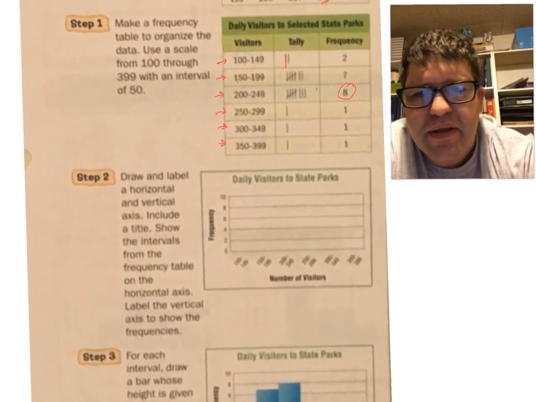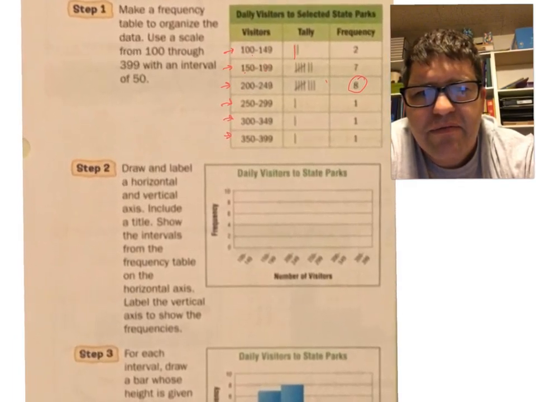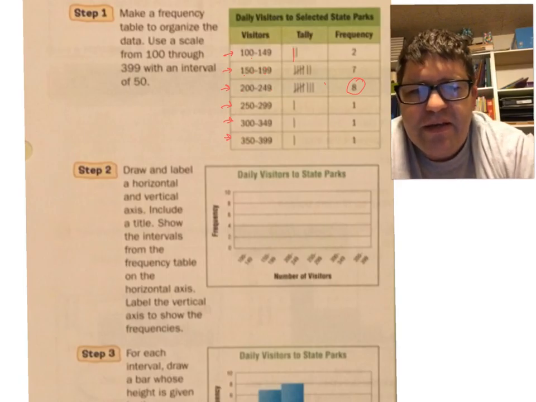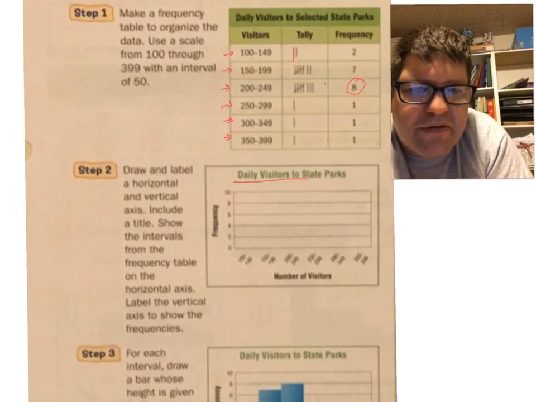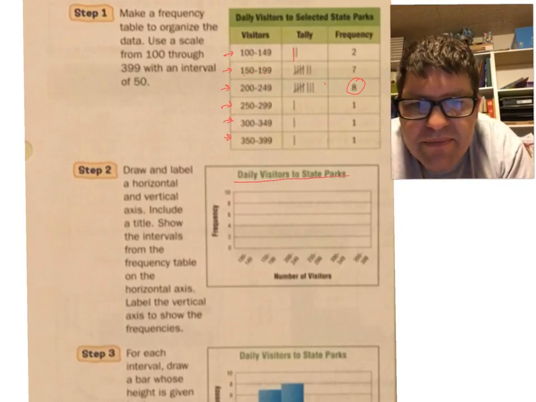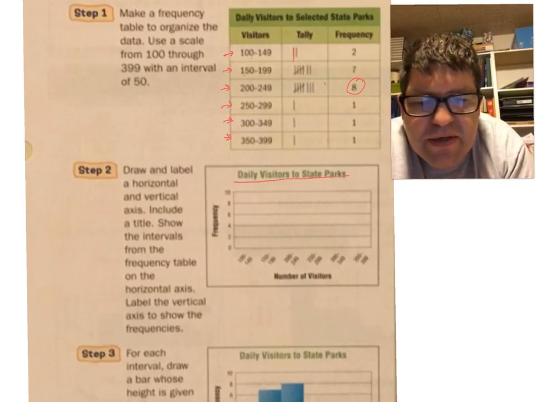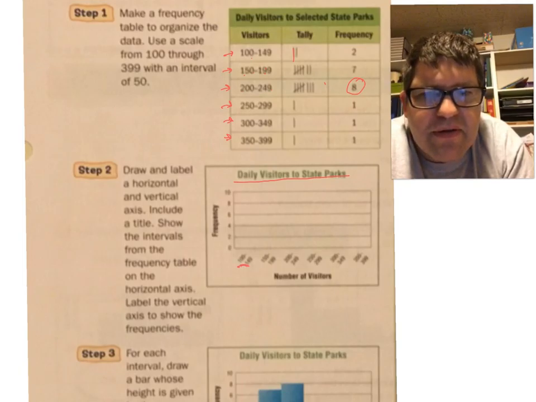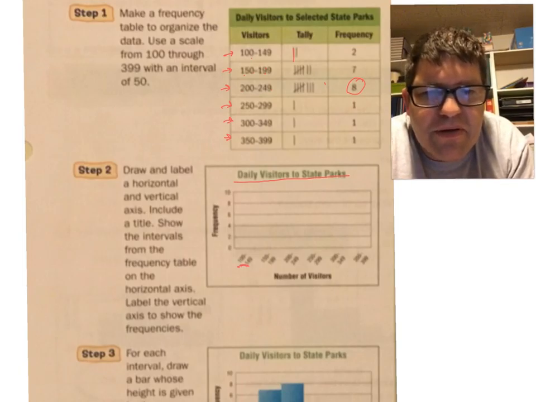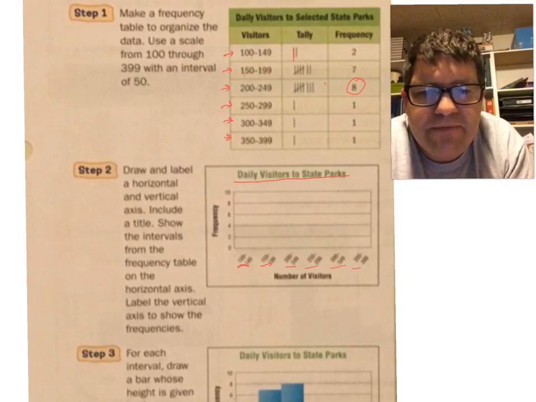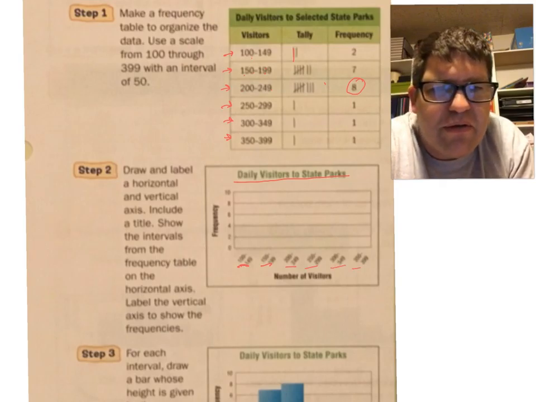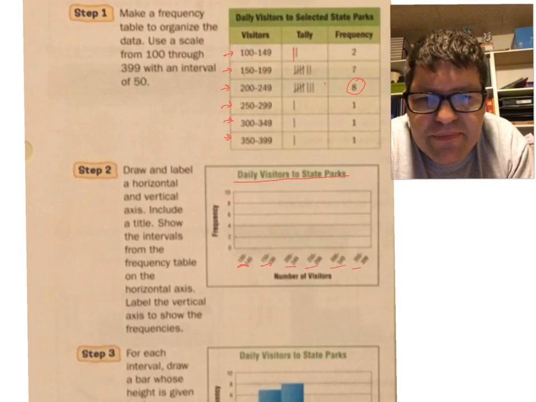We're going to draw and label a horizontal and vertical axis. Include a title. We have to have a title on this, so we called it Daily Visitors to State Parks. And we have to show the intervals here. It's hard to see right now, but you could look in your book. It's the 100 to 149. This is 150 to 199, and so on. Okay? It moves in numerical order.